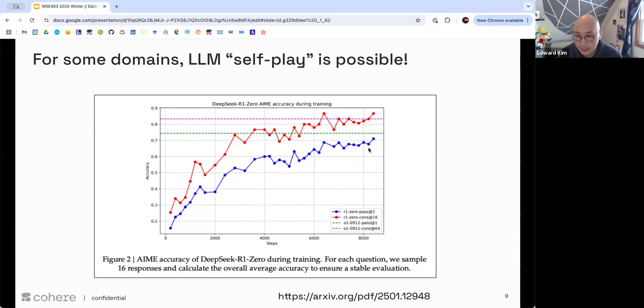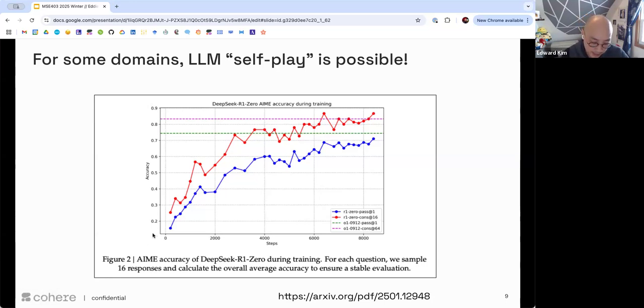So this is from the R1 paper, and again here you see on the y-axis there's accuracy. This is another really hard math competition challenge, American Invitational or something. So yeah, really hard math contest. It's basically what it is. And these are RL training steps. They start from a base model and they just do reinforcement learning.